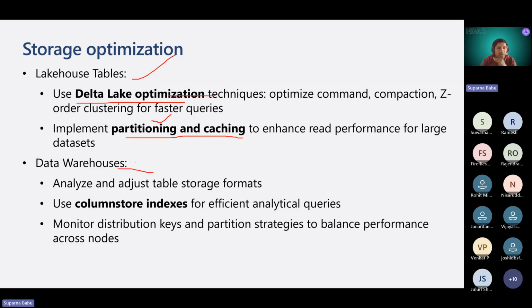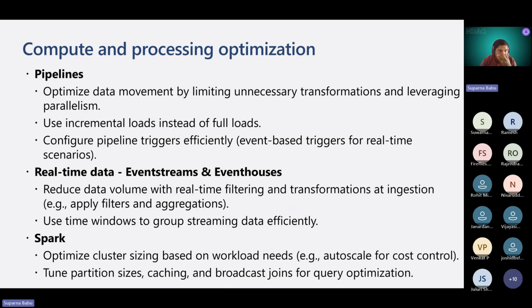Then coming to the data warehouse, you can analyze and choose adjustable storage formats according to the requirement. You can use columnstore indexes for efficient analytic queries, and distribution keys and partition strategies for balanced performance across the nodes. In Spark, if you are working in real time with PySpark, you have heard about the worker node and data node. You need to use these. So this is all about storage optimization. Moving on to the next slide, compute and processing optimization.